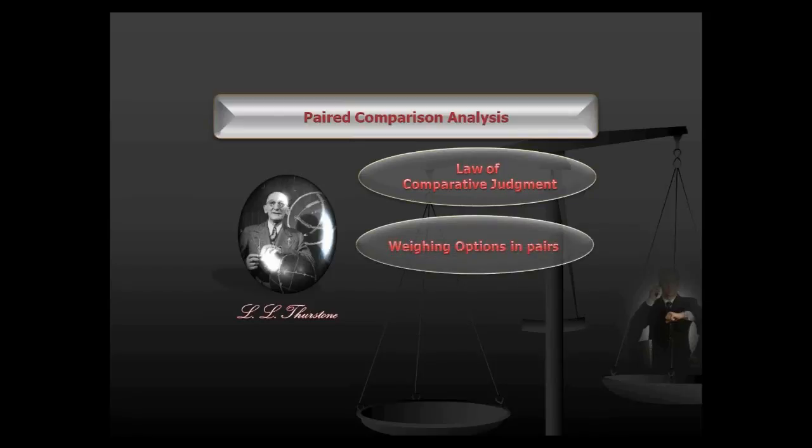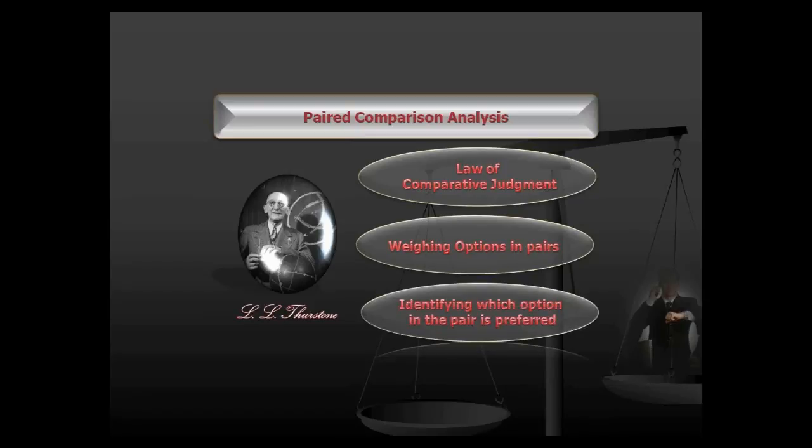The basic outline of that matrix is weighing options in pairs. In other words, that's the basic framework for the law of comparative judgment, and the framework for the matrix that was derived from it follows that basic outline of weighing options in pairs. Once we weigh each option against each other, relative to each other, we can identify which option in the pair is preferred.